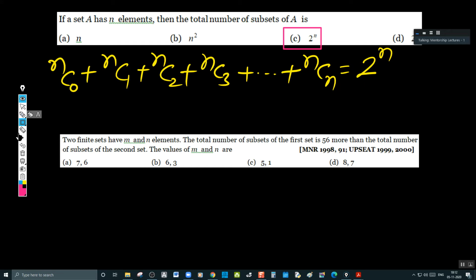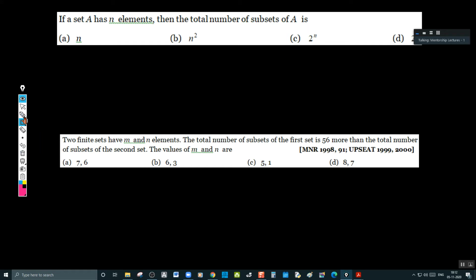Clear, everyone? Now, going to the next problem. Two finite sets have m and n elements. The total number of subsets of the first set is 56 more than the total number of subsets of the second set. Then the values of m and n are, anyone? Tell me the meaning of it first. Understanding the meaning is very important.